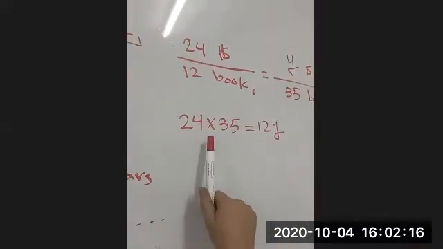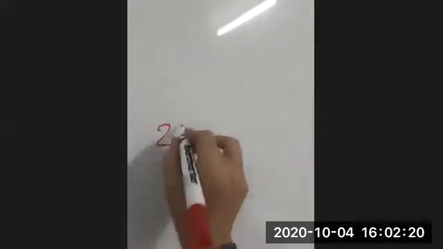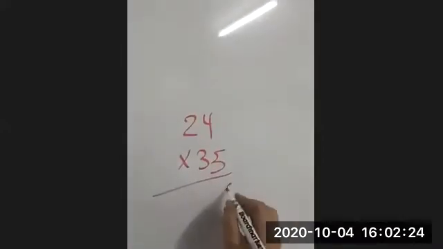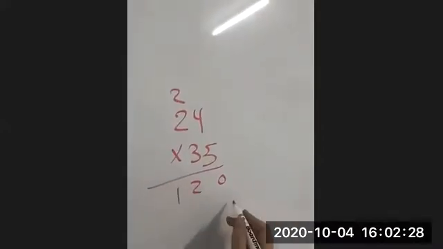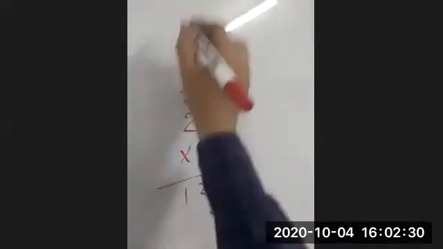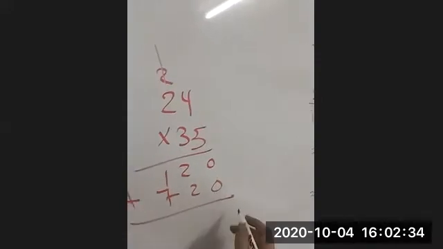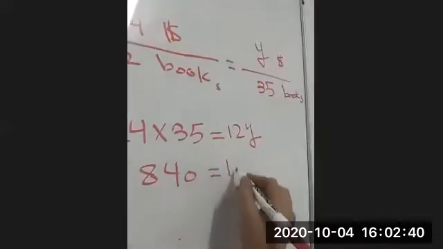Now let's find the answer of this. 24 multiply 35. Multiply normally. 5 by 4, 20. 5 by 2, 10 with 2, 12. Now here 0. 3 by 4, 12. 3 by 2, 6 with 1, 7. Then add: 0, 4, 8. 840. This is 840 equals 12y.